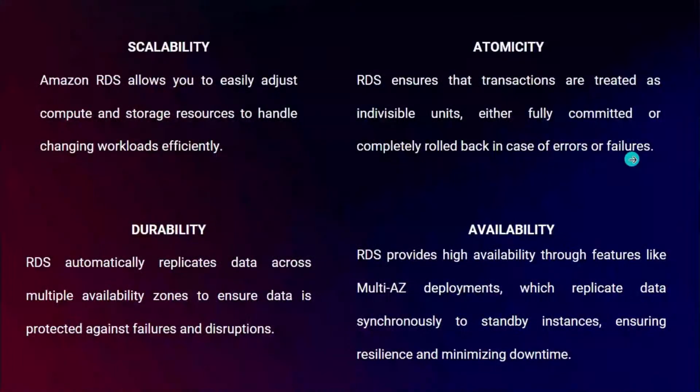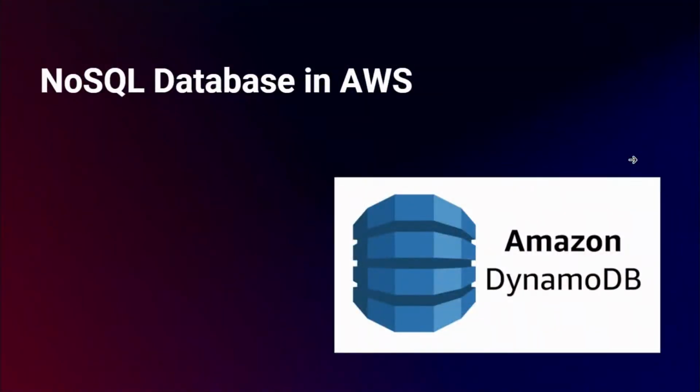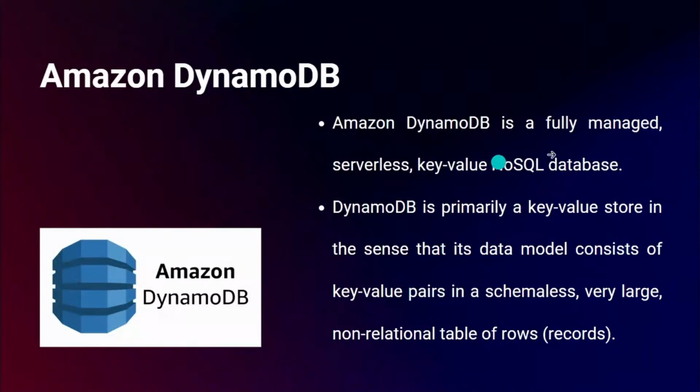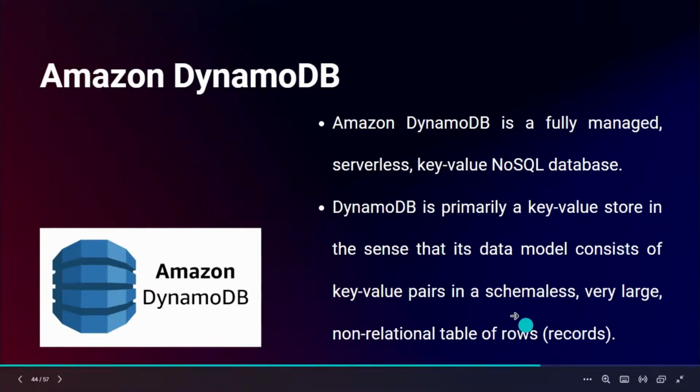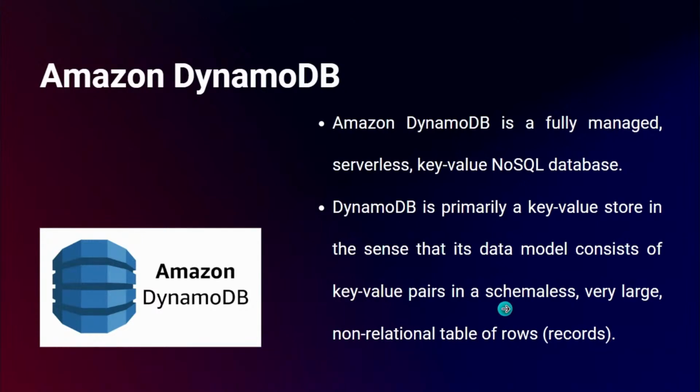Next we are going to see NoSQL, which is semi-structured data. We are going to see Amazon DynamoDB, a NoSQL database for unstructured data. It's a fully managed serverless key-value NoSQL database. DynamoDB is primarily a key-value store, in the sense that the data model consists of schema-less key-value pairs. There is no format like a table, so they are semi-structured. There may not be any schema or any definite structure.